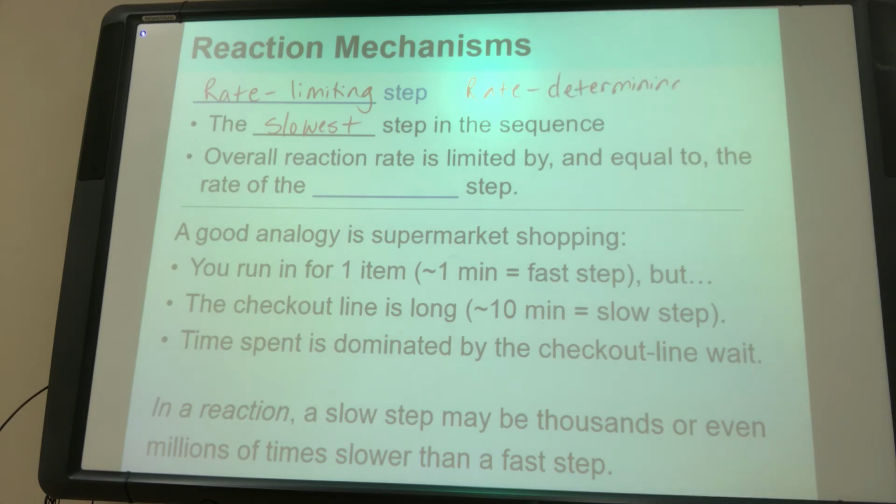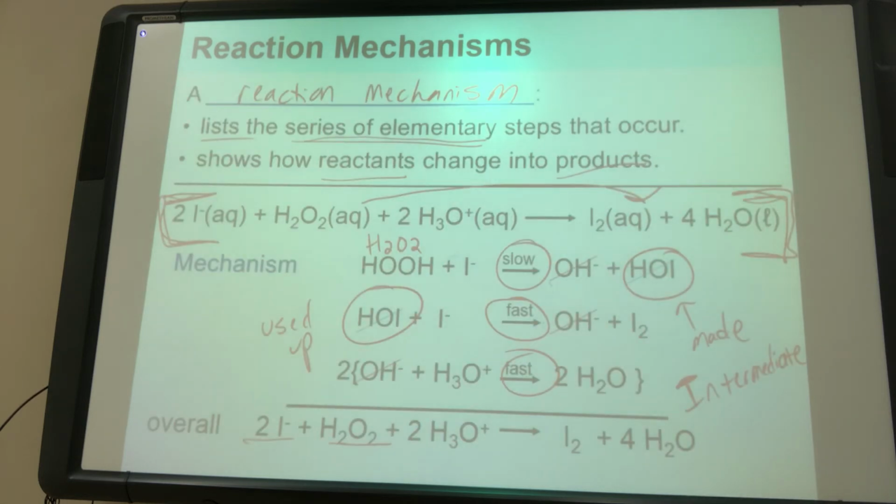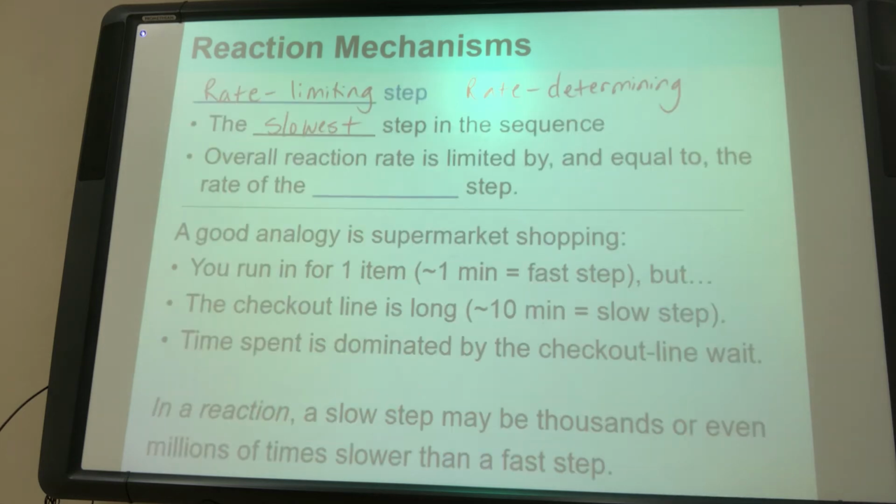So rate limiting or rate determining step. This is the one that's going to determine how fast the overall reaction is, because it's the slowest one. The slowest step in the sequence, which you don't have to know yourself, it's going to tell you on your arrows here which one's fast, which one's slow, so you don't have to be able to predict that. So the slowest step in the sequence is your rate determining or rate limiting step. The overall reaction rate is limited by the rate of the slowest step.